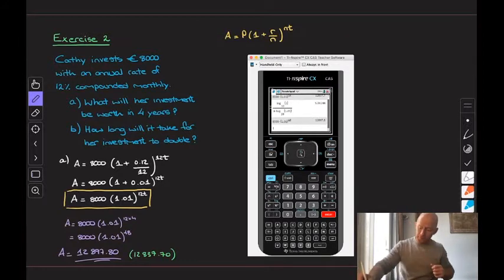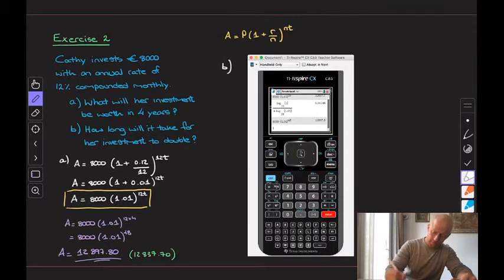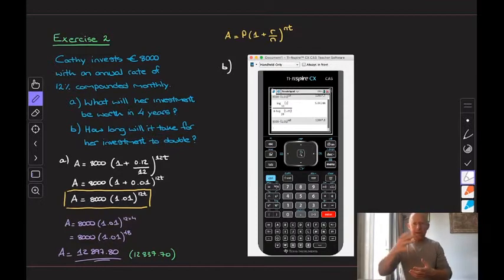Now, we've answered that question. If I move on to question B, how long will it take for her investment to double? You're probably guessing, yeah, it's going to take less time, right? Because it's being compounded monthly now, which basically means that this thing is growing faster. And when I say this thing, her investment, right?